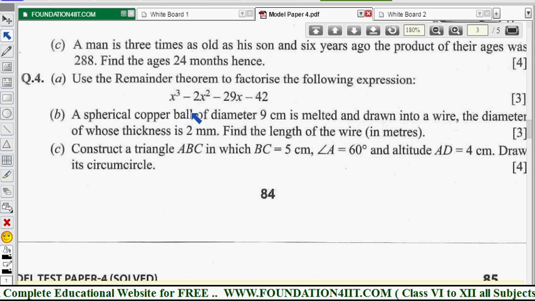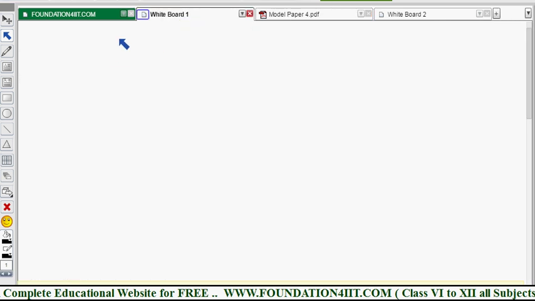First of all, we will find one of the factors by trial and error method. Just substitute one value in the place of x. Then if the value becomes 0, then there is a factor. So let us take the given expression as f of x. So f of x is equal to x cube minus 2x square minus 29x minus 42.